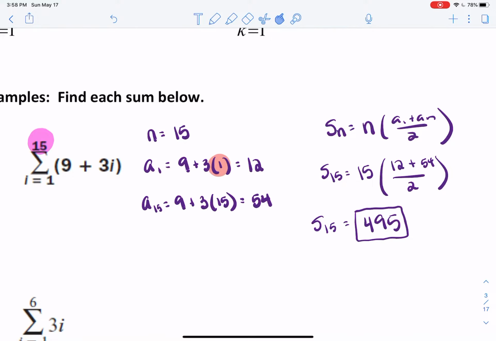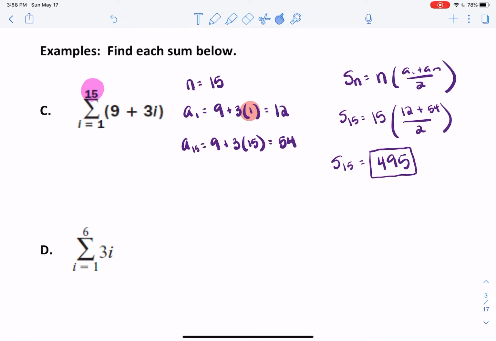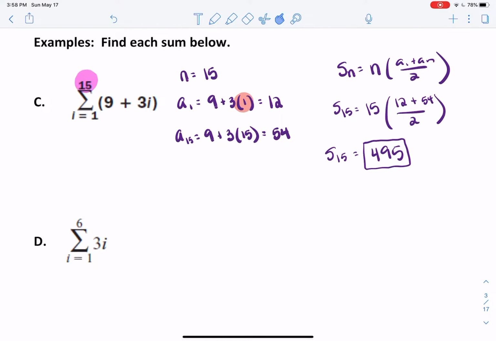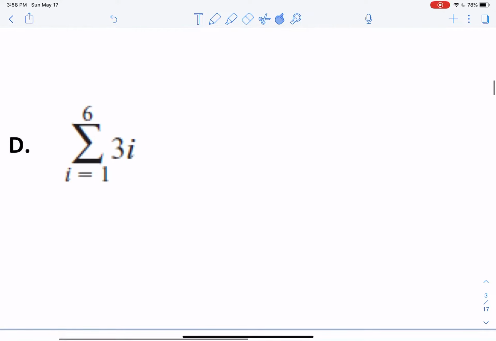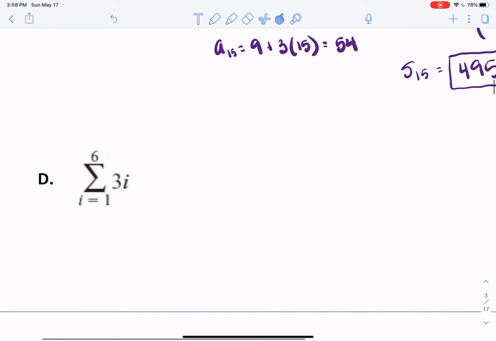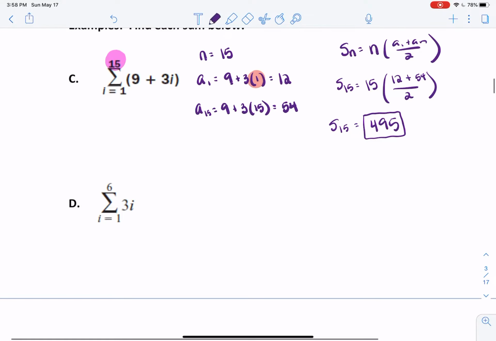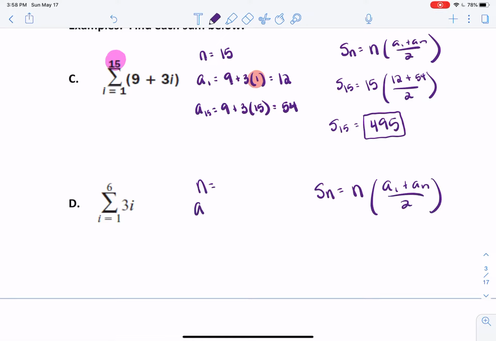Okay, so let's do one more example just so you can kind of get the hang of this here. And, you know, if you want to pause it and try it on your own, I'm all for it. Okay, so we're going to find the sum. So our sum formula, let me rewrite that again. And remember, we need an n, a first term, and our last term, which we know already is going to be 6 because n is 6.